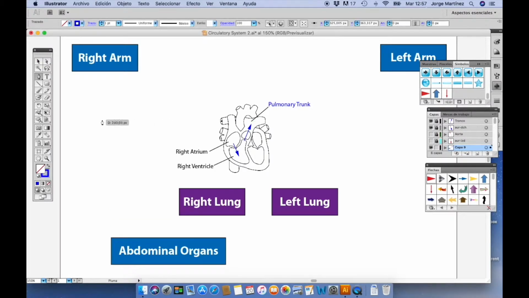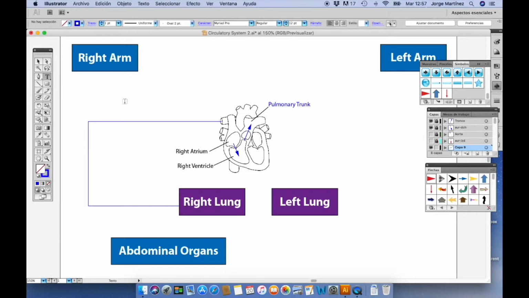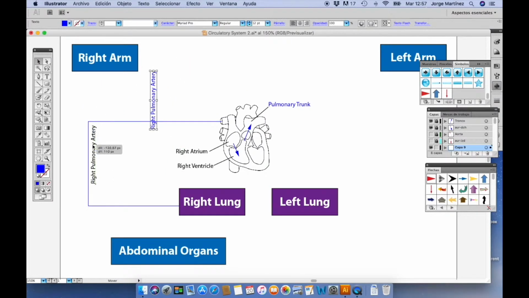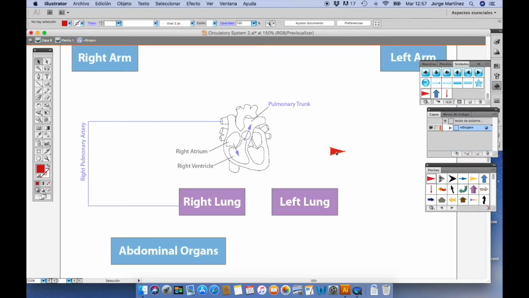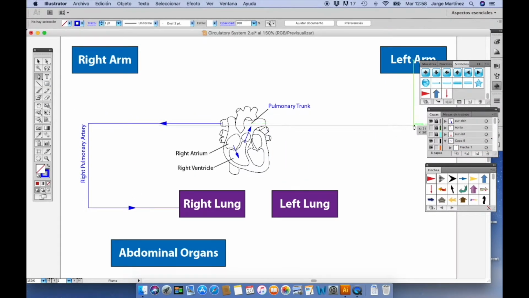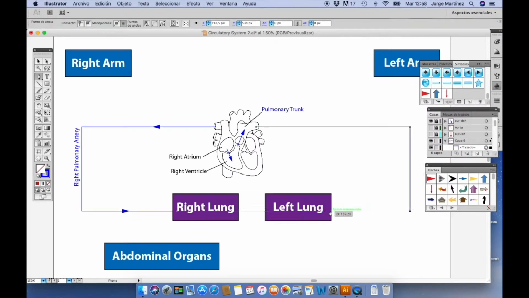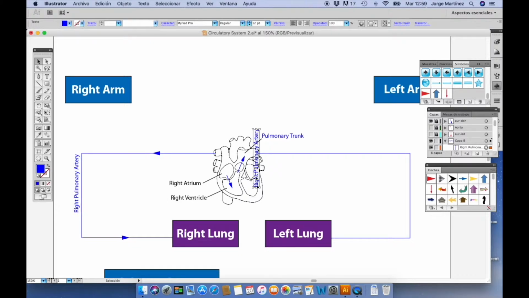The pulmonary trunk transports blood to the lungs. It divides into two big arteries. The first one is the right pulmonary artery that transports blood to the right lung, and the second division of the pulmonary trunk is the left pulmonary artery that transports blood to the left lung.